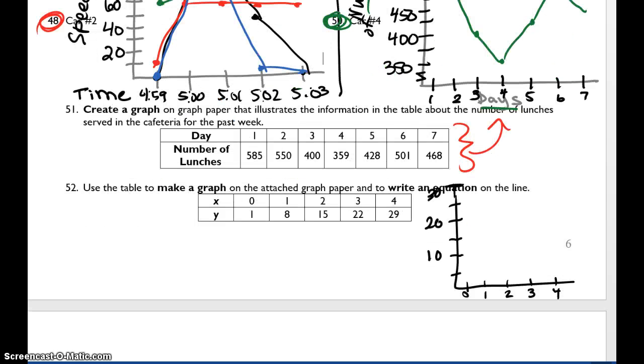Now with the above 2 graphs, I was able to label very clearly because I was given some sort of context. Now in 52 it says use the table to make a graph on attached graph paper, which again isn't attached, we're just going to draw it on our packet, and write an equation on the line. So what we want to do is make sure we have an equation.